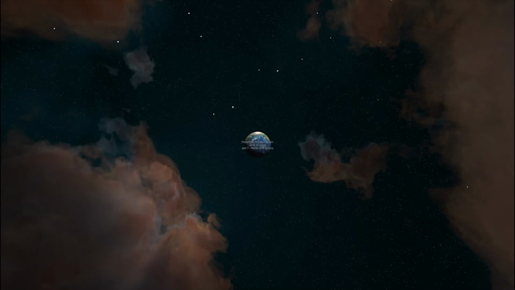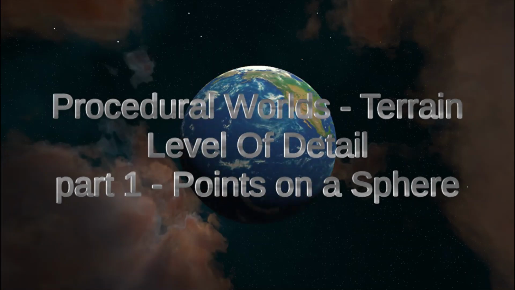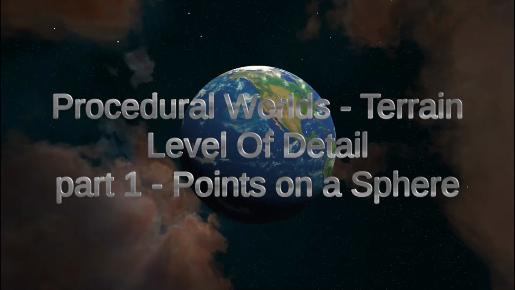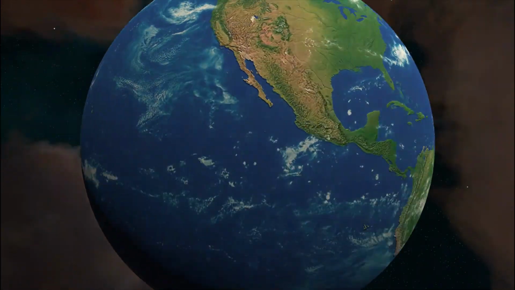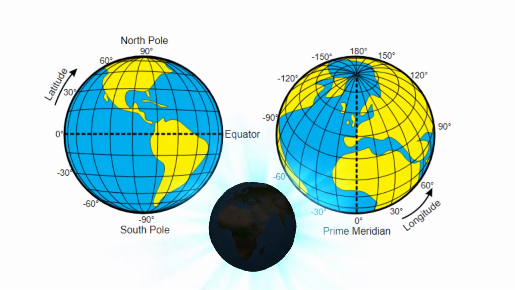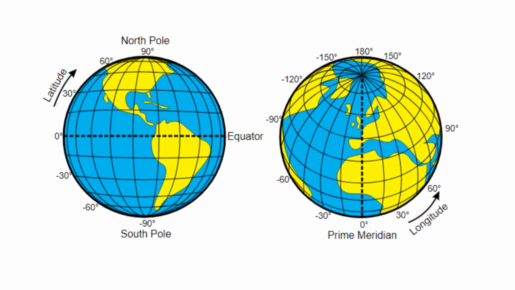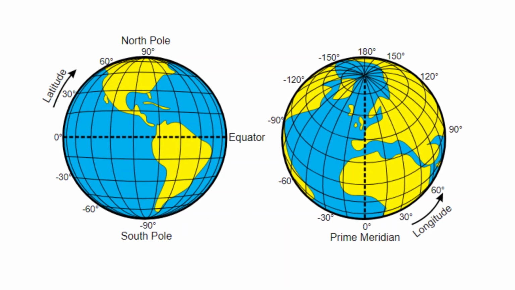In these videos, we will be loading and creating a higher level of detail when the player travels closer to the Earth. In part 1, we use math to find the points on a sphere. Let's understand our location coordinates on the Earth so we can draw some finer detail in that area.